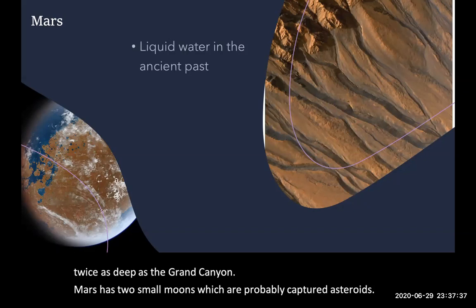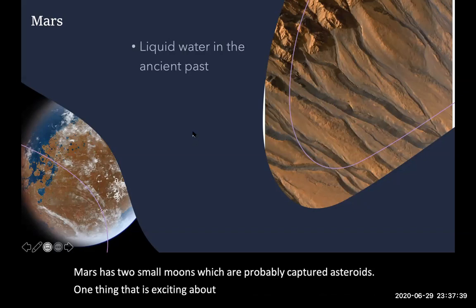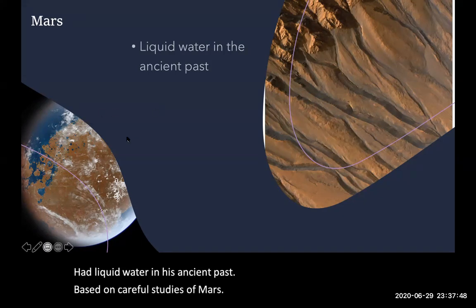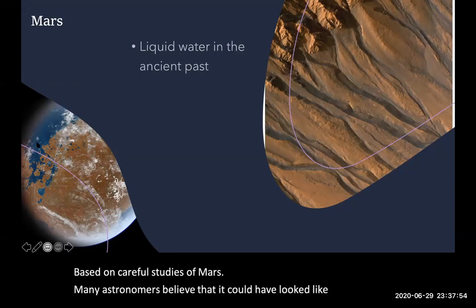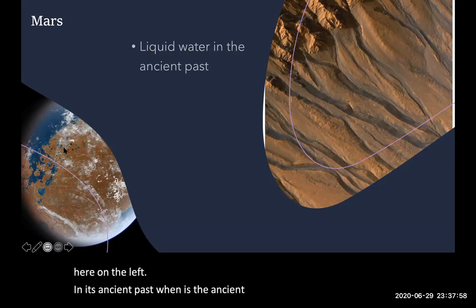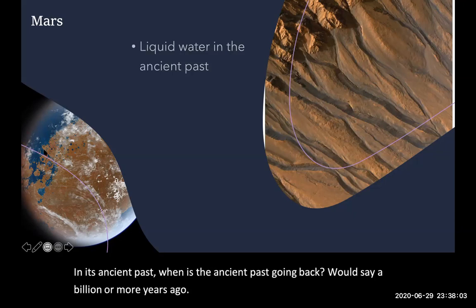One thing that is exciting about Mars for us is that it had liquid water in its ancient past. Based on careful studies of Mars, many astronomers believe that it could have looked like this image over here on the left in its ancient past. When I say ancient past, going back, let's say, 1 billion or more years ago. It could have actually had seas of water.